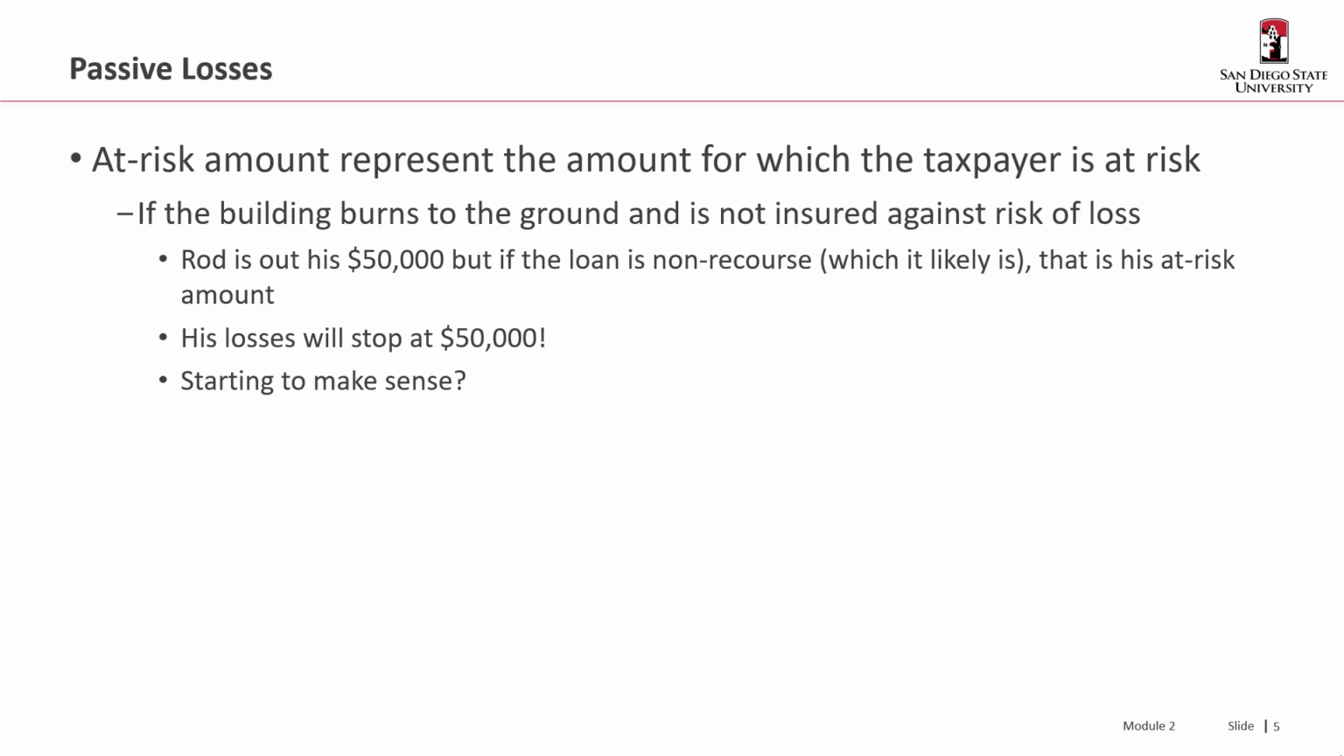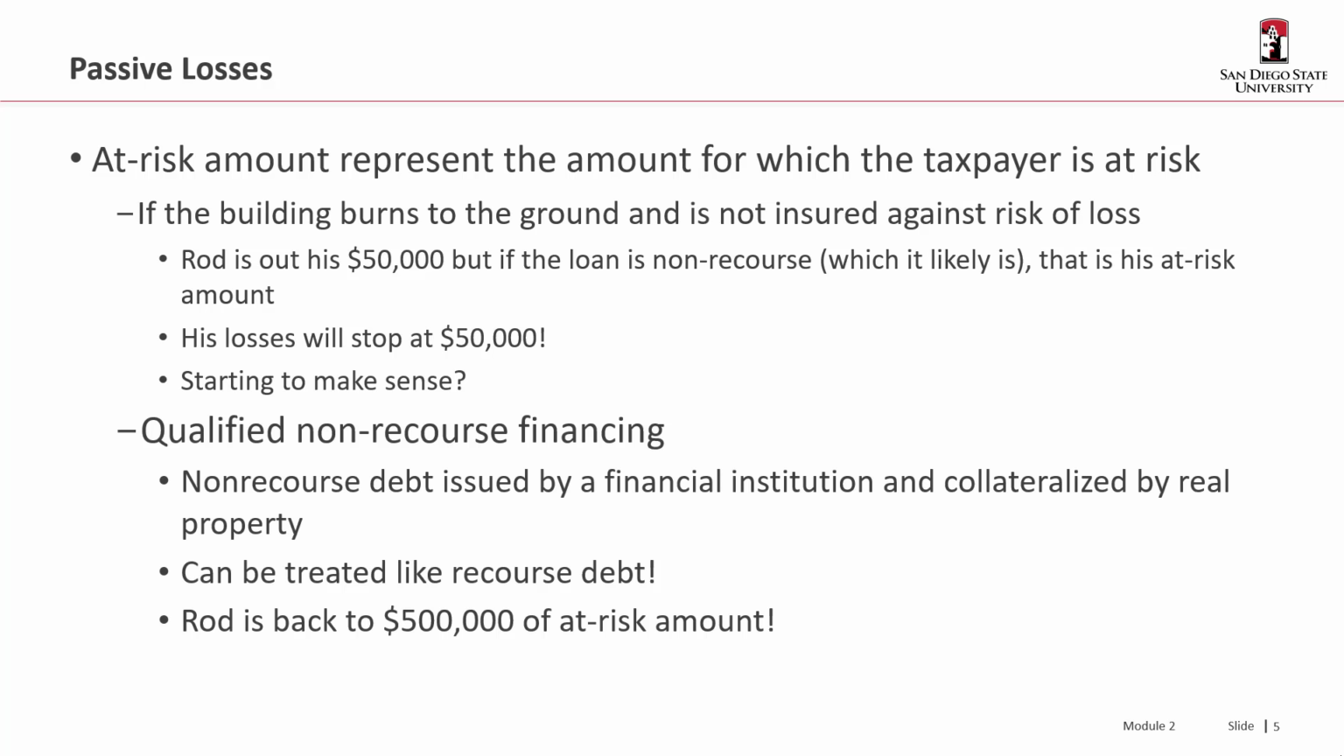Now remember, in my hypothetical, he was generating $25,000 worth of losses a year. Two years and he's done. And now his losses are limited. This is actually starting to make sense, right? We're matching some of the economics with the way the tax loss is getting recognized. However, Congress simply loves real estate.